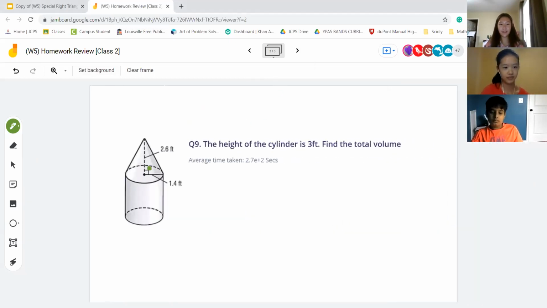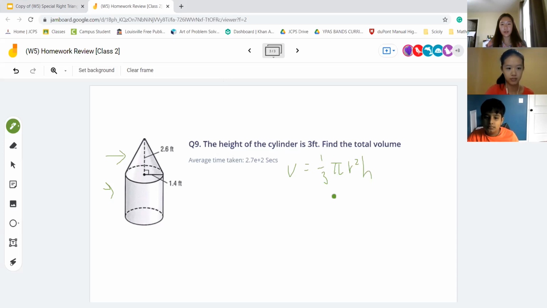Okay, the last one is finding the total volume of both the cone and the cylinder put together. The height of the cylinder is 3 feet. There's no formula for finding the volume of this weird shape, so I split it up into the cylinder and the cone. We can do the cone first, since we just did that. So volume is 1/3 pi r squared h.